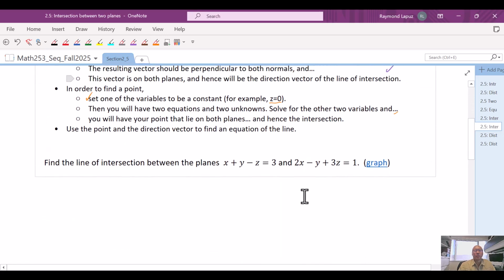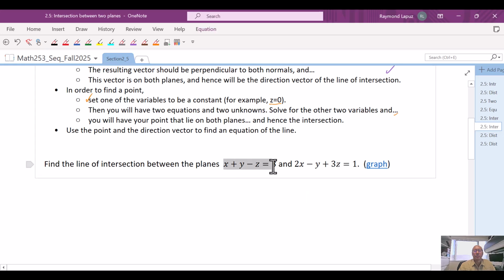Here is the problem we're looking at. We have these two planes. These two planes intersect. Now, there is a possibility that the two planes might not intersect, and the way to check that is to make sure that the normal vectors are not collinear, are not parallel. So just as a quick check, let's make sure the planes are not parallel.